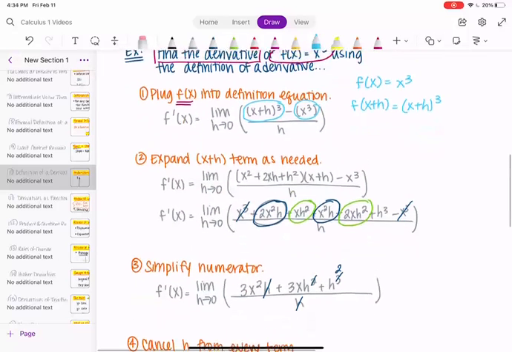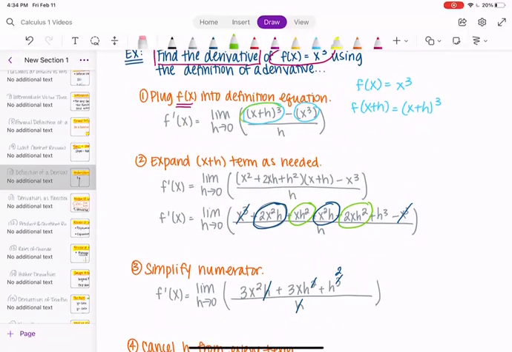The first step we're going to need to do is break up this piece here into a polynomial, right? So remember, x plus h cubed is equal to x plus h times x plus h times x plus h. What I did in this step here is I FOILed it once and I multiplied it by itself again. So I basically combined these two into x squared plus 2xh plus h squared. And then still we have to multiply it by another x plus h. So that's how I got to this step down here.